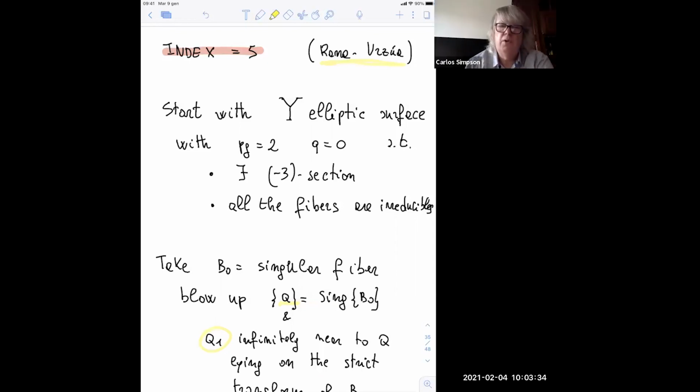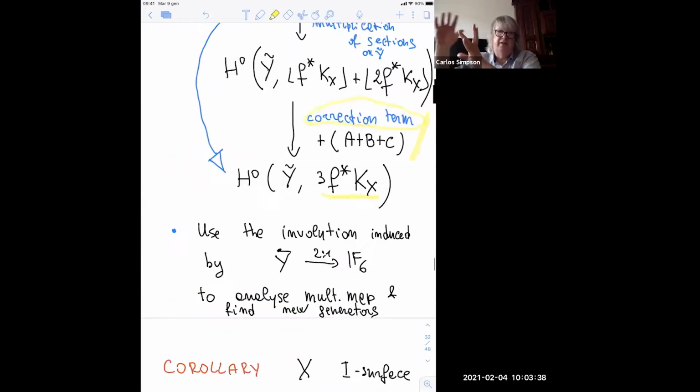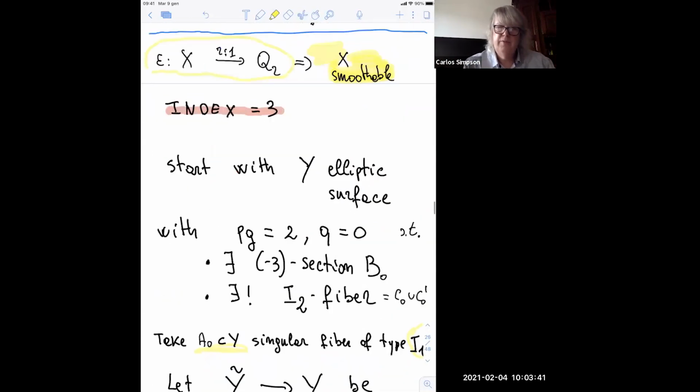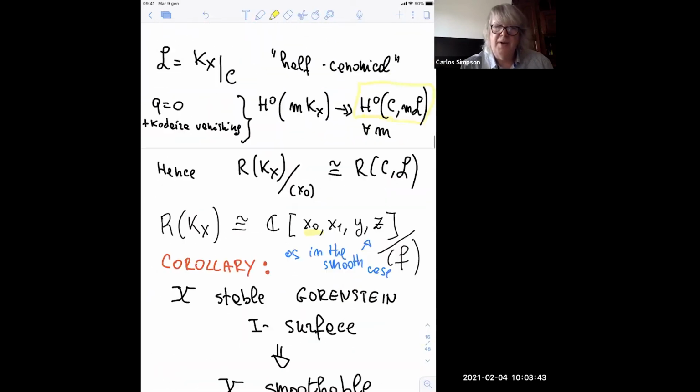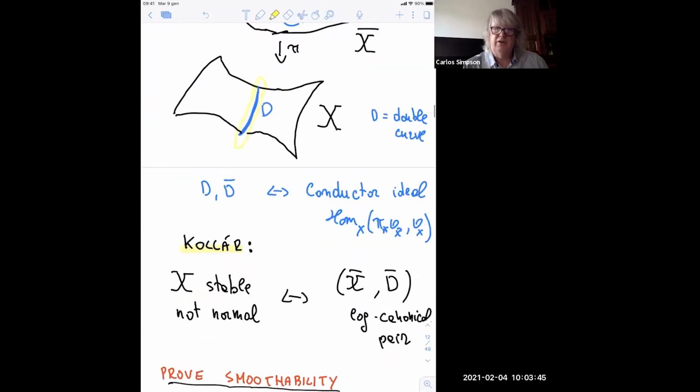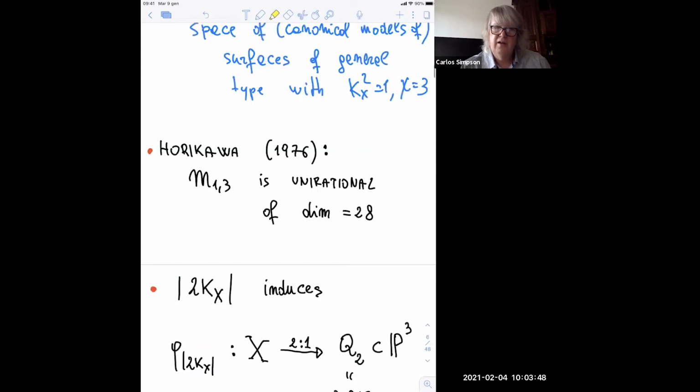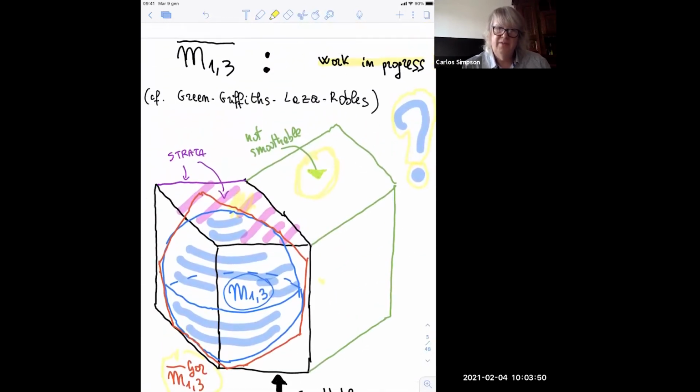Could I ask a global question, going back to your original picture with the M13 and the other part? What's the conclusion about what we know about that picture now, either proven or conjecturally? Well, what it seems to us is the following: we have no more components. So you say you have a 28-dimensional additional component in the non-smoothable case. That's irreducible.